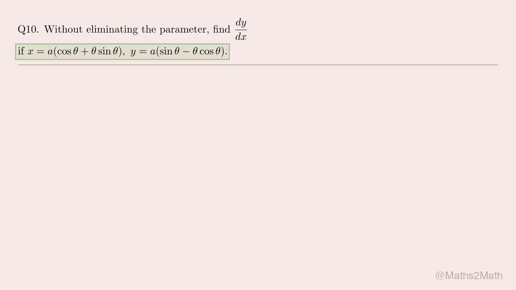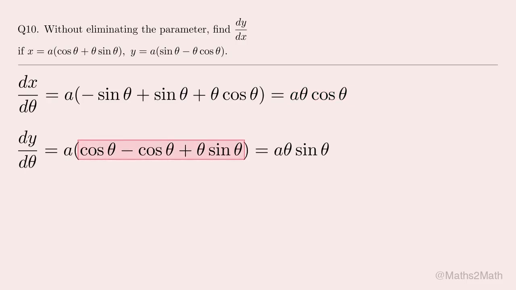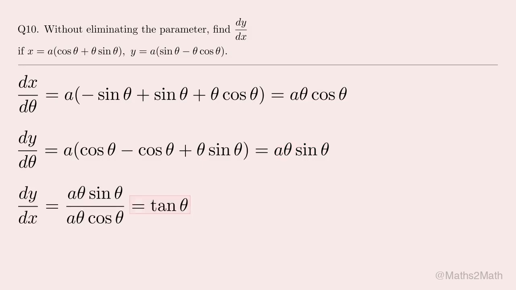Question 10. The involute of a circle. Products of theta with sine and cosine inside both brackets. Product rules create cancellations in both derivatives. In dx by d theta, minus sine cancels against the product rule's sine, leaving a theta cosine theta. In dy by d theta, the cosines cancel, leaving a theta sine theta. Divide, tangent theta.